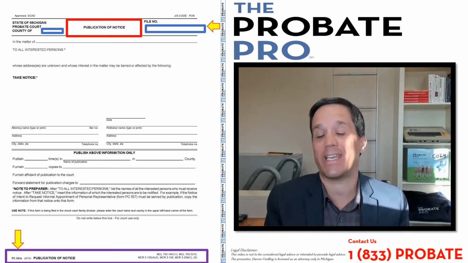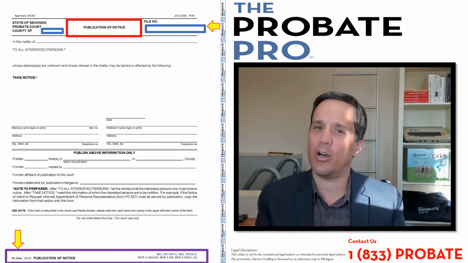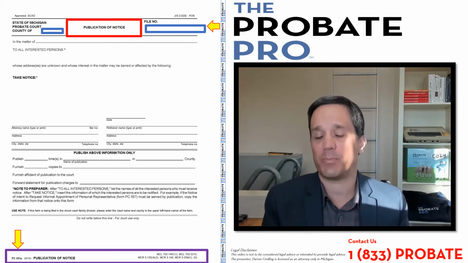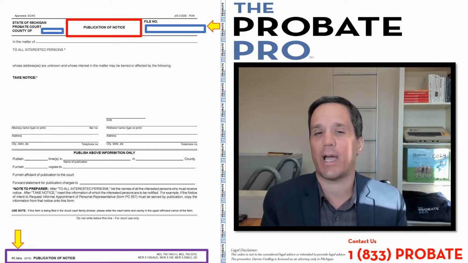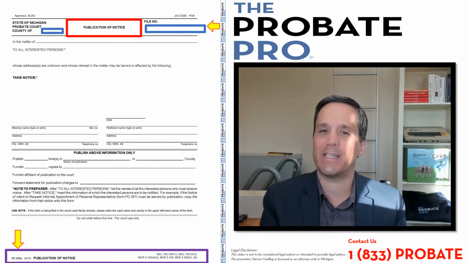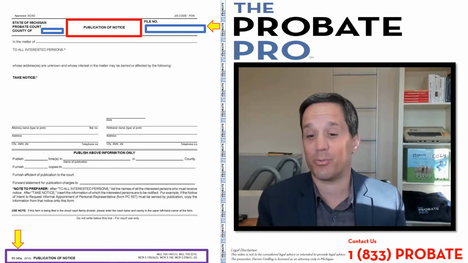The publication of notice. We're going to examine SCAO form PC 563a. SCAO stands for State Court Administrative Office, PC for Probate Court. This particular form is used in a very narrow context. As you can see from its number, 563a, there is also a form that is PC 563.